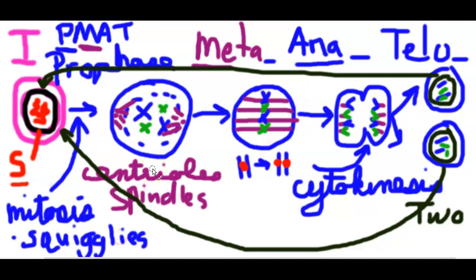Preparation. Nuclear membrane breaks down, releases the chromosomes, which are now in the form of dyads. Organelles disappear, except for the centrioles, which go to the opposite sides, right here, and they start to make a spindle for every dyad.